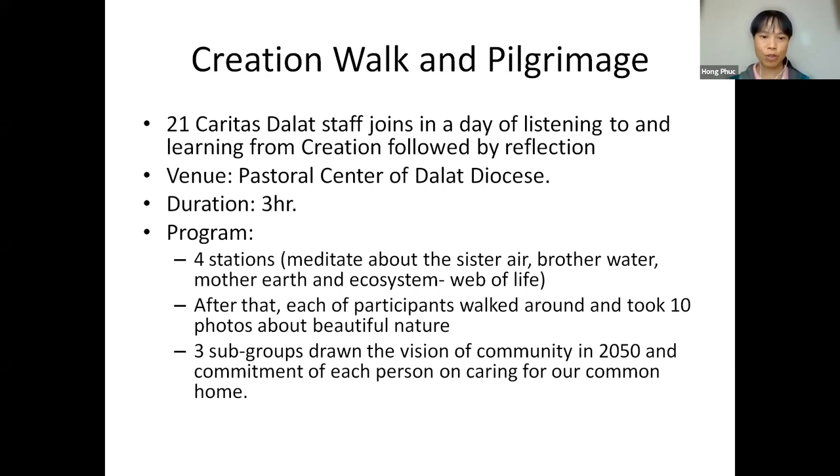In the program, we have 4 stations. In each station, we meditate about sister air, brother water, mother earth, and ecosystem, the web of life. After meditation, each participant walks around and takes 10 photos of the beautiful nature they catch. And finally, three subgroups sit together, discuss, and draw the vision of the community in 2050 and their commitment to care for our common home.